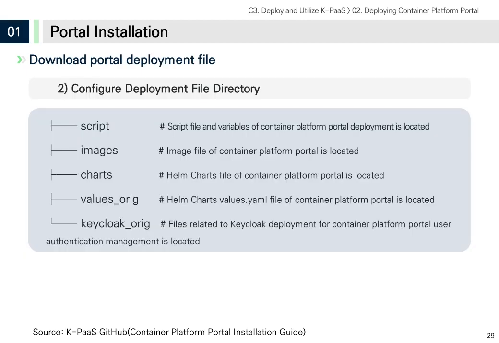The deployment files directory is organized as shown on the textbook screen. The scripts folder contains variables and script files related to deploying the container platform portal. The images folder contains portal image files. The charts folder contains the portal's Helm chart files. The values.org folder contains the portal's Helm chart values YAML files. The keycloak.org folder contains files related to deploying Keycloak to manage user authentication for the portal.